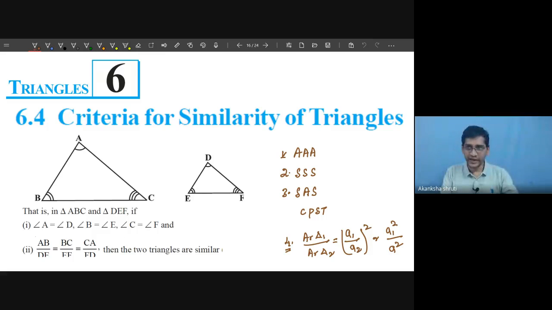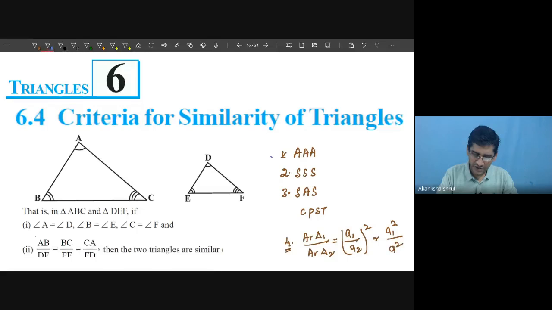Good evening, dear students. Today we are going to learn about the similarity criteria for two triangles. So what are the criteria under which two triangles can be said to be similar? There are three similarity criteria. One is called AAA, full form angle, angle, angle.